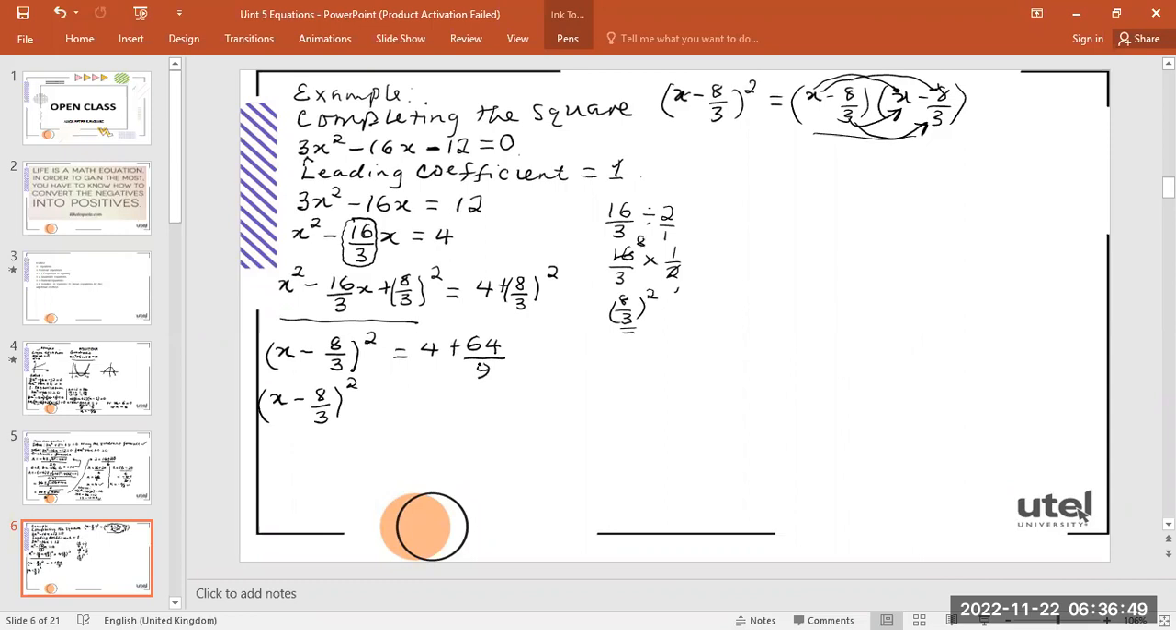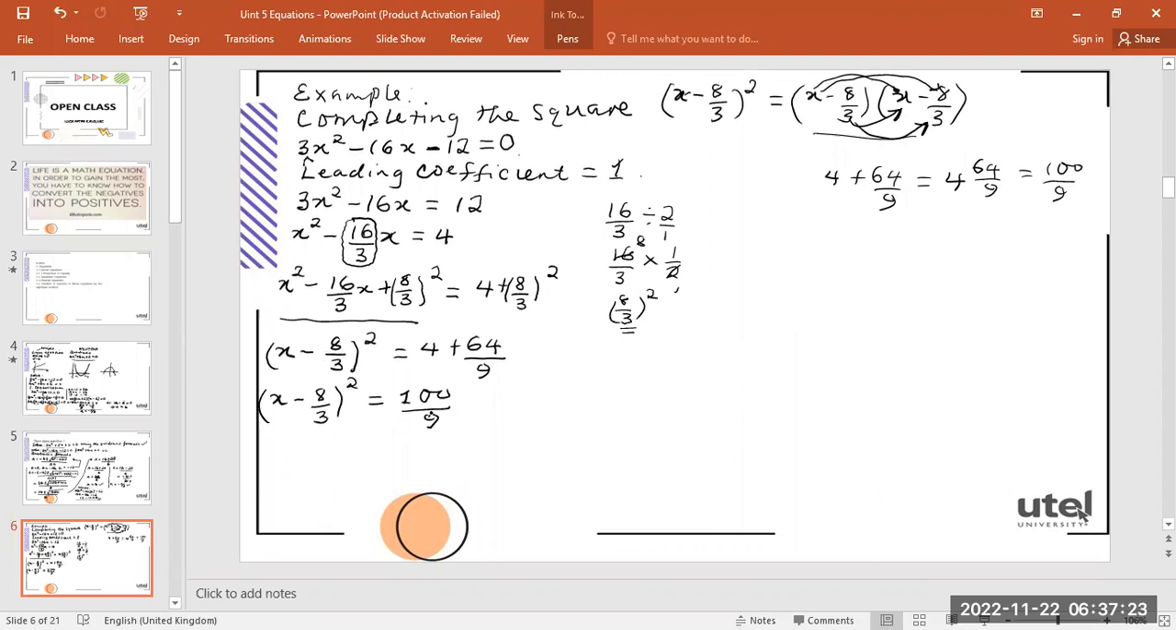squared is equal to, if you resolve this, 4 plus 64 divided by 9 mathematically could be written as 4 whole number 64 by 9. And of course, if you multiply 9 by 4, that gives you 36. 36 plus 64, that gives you 100 divided by 9. So it means what we have here is going to be 100 divided by 9.